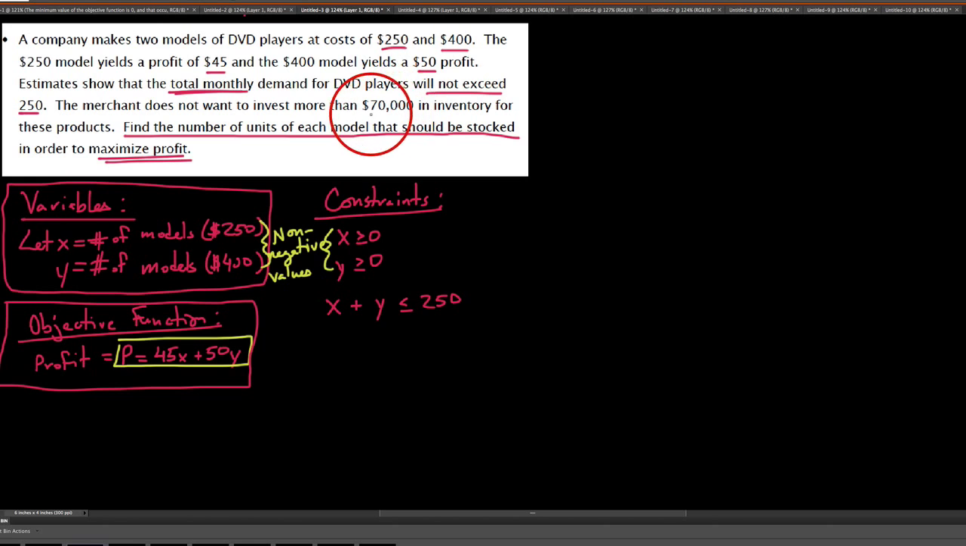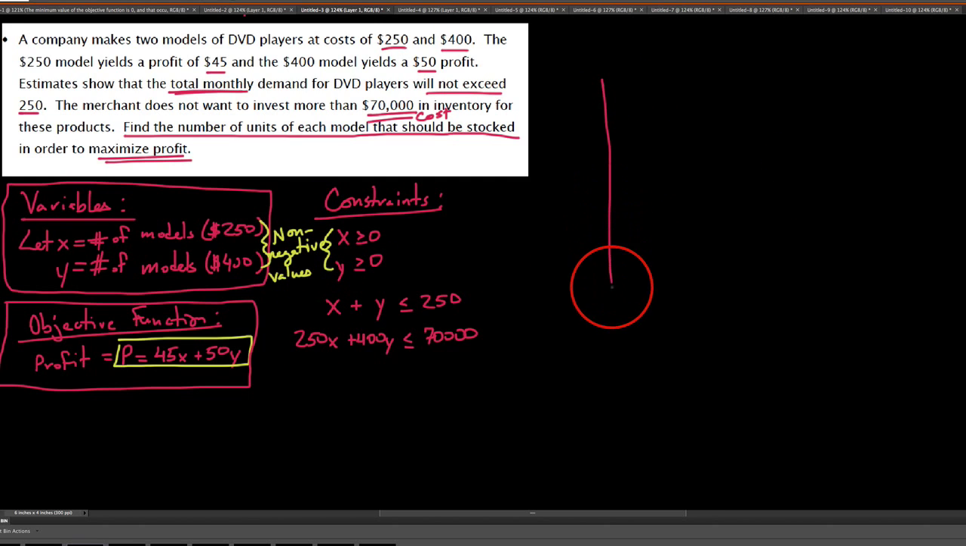So in terms of what they're talking about here, they're talking about the cost to us. Okay. So in inventory, we know that it's $250 for every first model and $400 for every second model. We say 250 times the number of things that cost that amount plus $400 times the number of things that cost that amount should stock no more than $70,000. And so these are our constraints for our problem here.